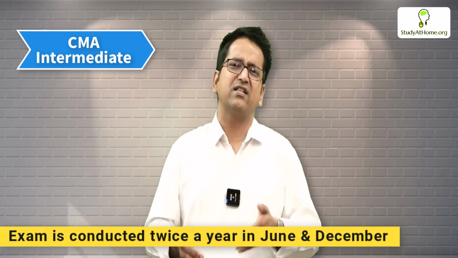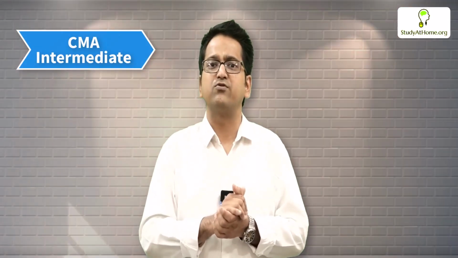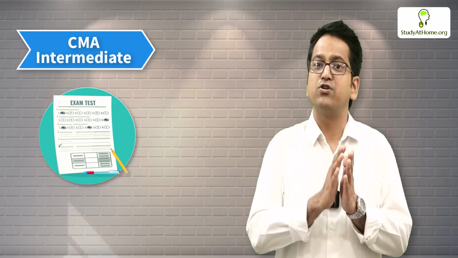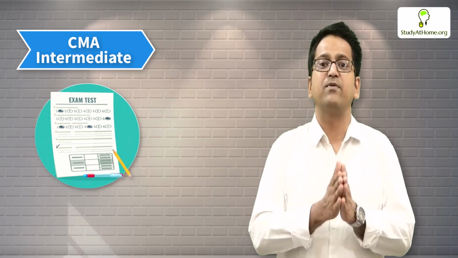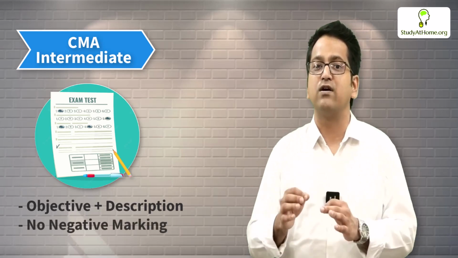The Intermediate exam is again conducted twice in a year, that is in the month of June and December. And to pass the CMA Intermediate exam, you need to score at least 40% in each paper and an aggregate of 50% in each group. The questions covered in CMA Inter paper will be objective and descriptive. Further, there is no negative marking for wrong answers. Right? So, in objective, even if you do not know the correct answer, obviously you should opt for one of the answers, because there is no negative marking for the wrong answers.